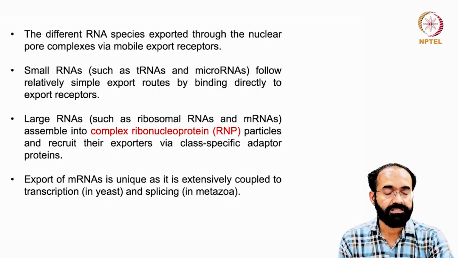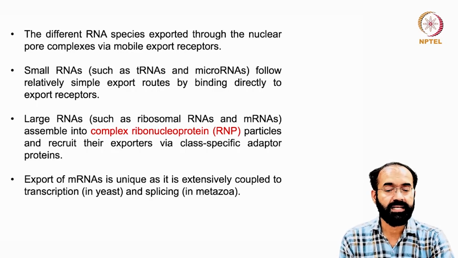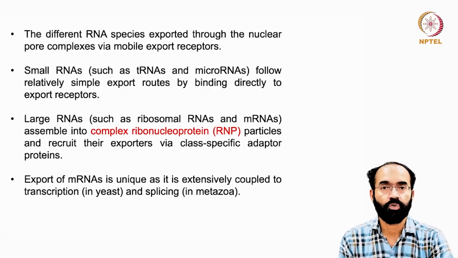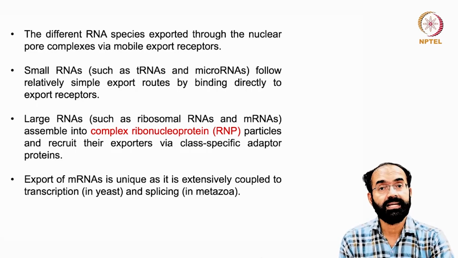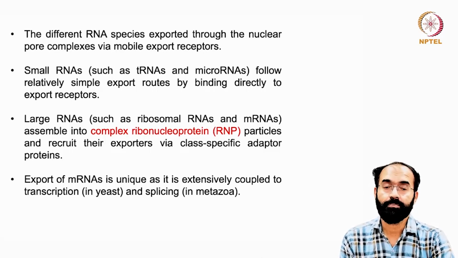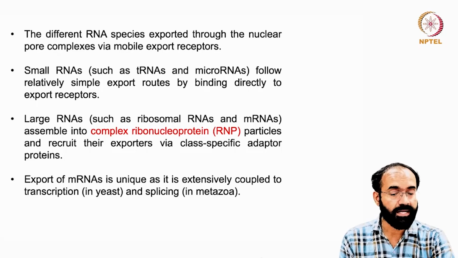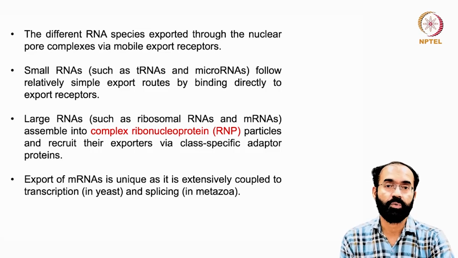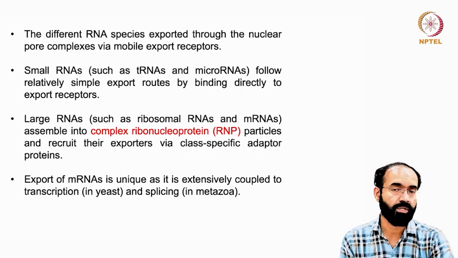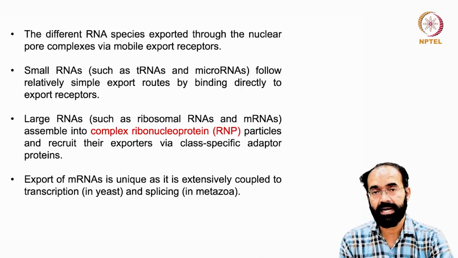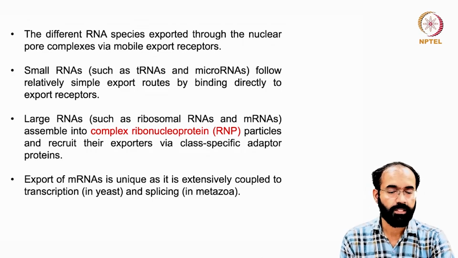Small RNAs such as transfer RNA and microRNAs follow relatively simple export routes by binding directly to the export receptors. And large RNAs such as ribosomal RNA and mRNAs assemble into complex ribonucleoprotein particles to recruit their exporters via specific adapter proteins. That is case by case. They have unique dedicated protein species, both in the nucleus and as interacting proteins in the nuclear pore complex.